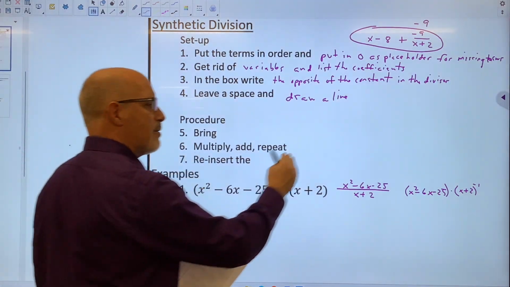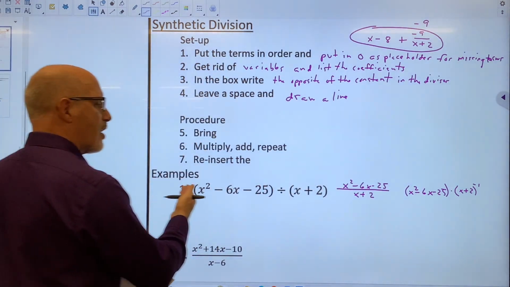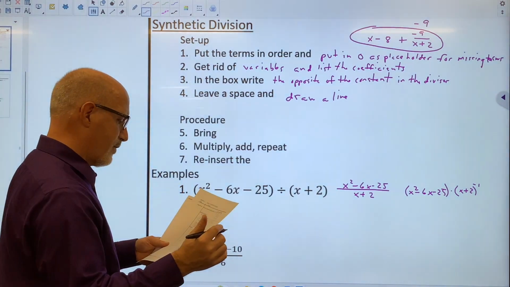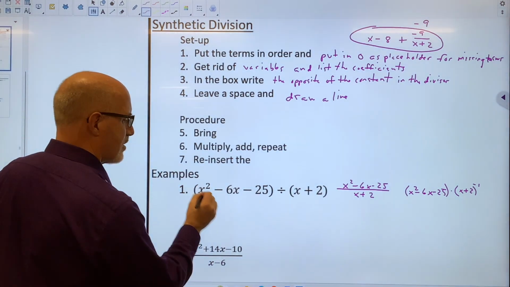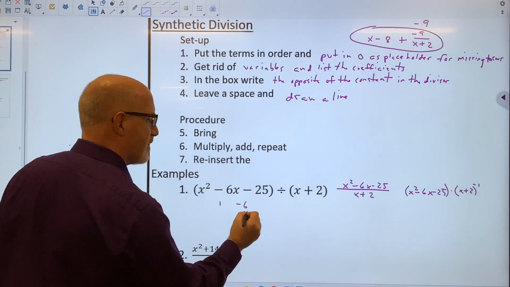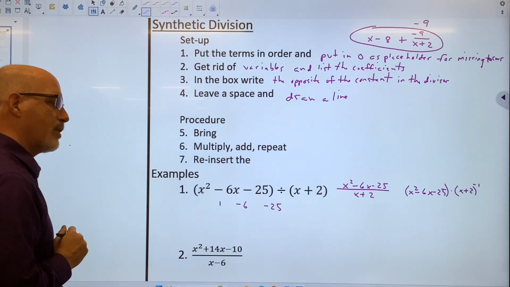Now you'll see the problem in one of these three forms. When we see that, we're going to take our dividend here, we're going to strip off the variables. So the first thing we'll do is write the coefficients. Coefficient of x squared is 1. Coefficient of negative 6x is negative 6. Coefficient of negative 25, the constant, is just negative 25.